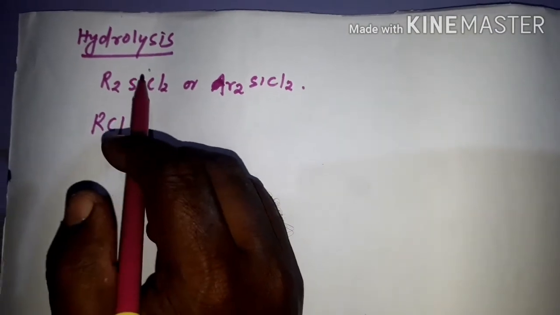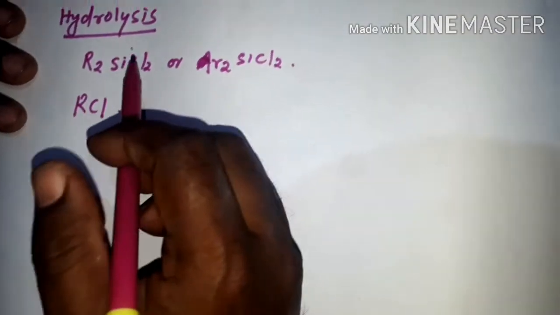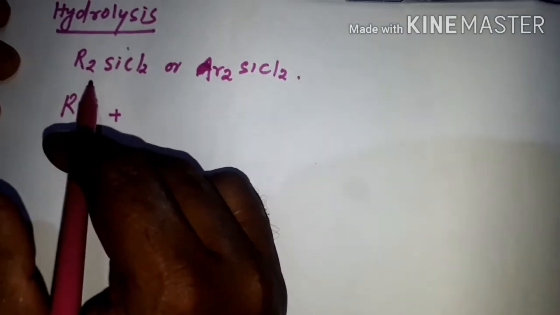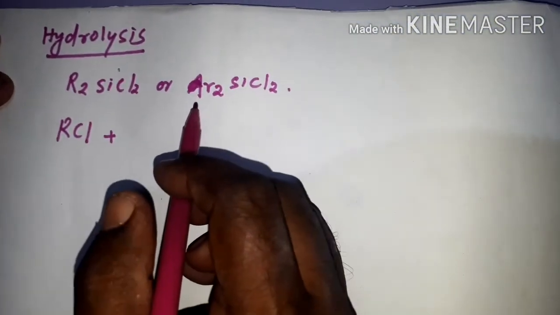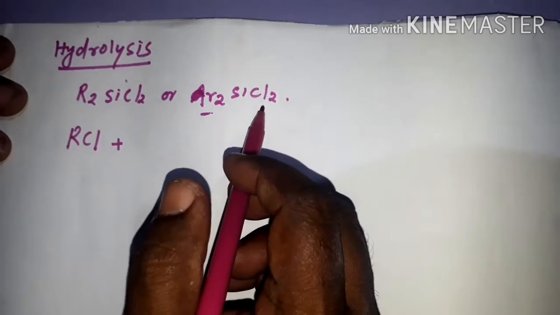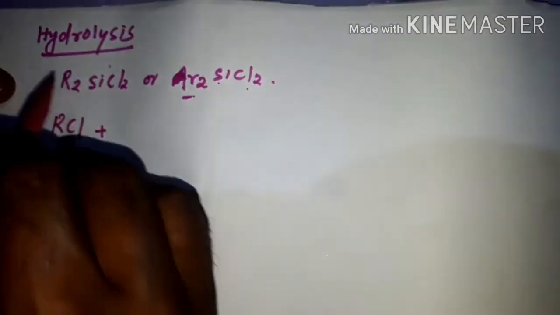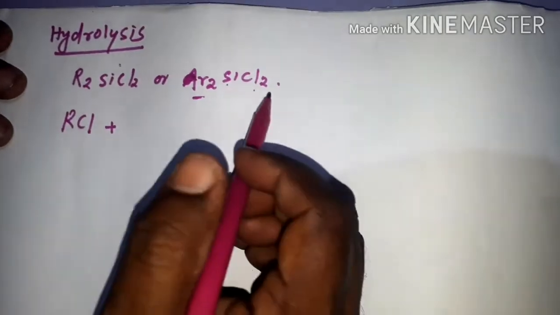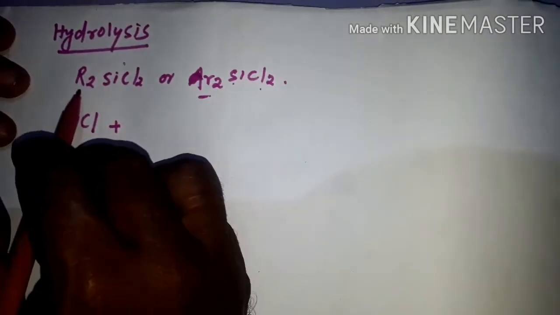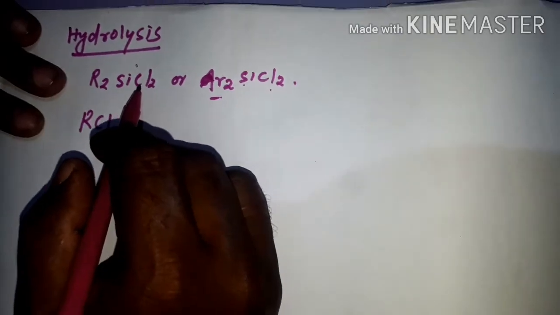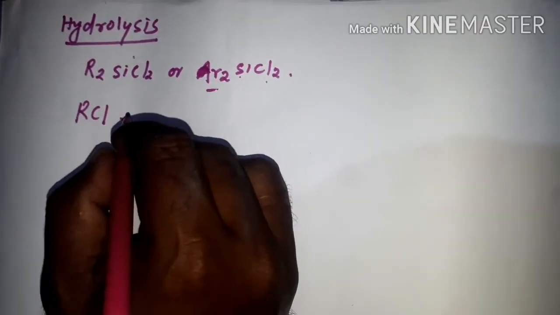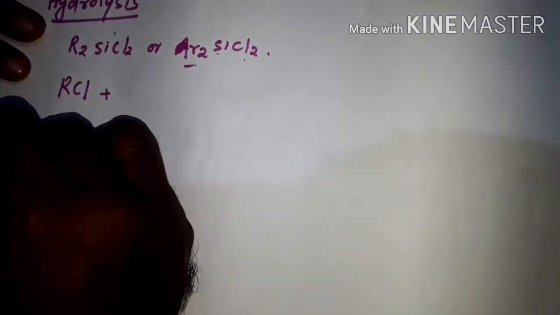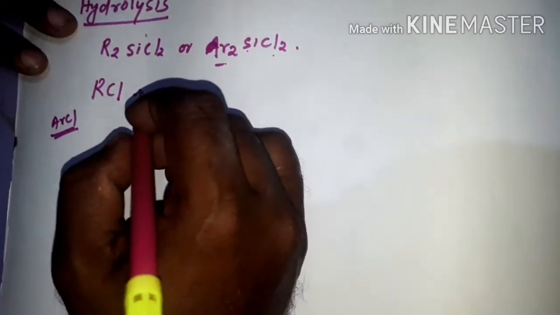So, the preparation of these silicones. First we prepare the dialkyl or diaryl dichlorosilanes, and hydrolysis of this compound gives silicones. To prepare these dialkyl dichlorosilanes, first take the vapor of RCl or ArCl, either one, and pass this vapor over silicon.